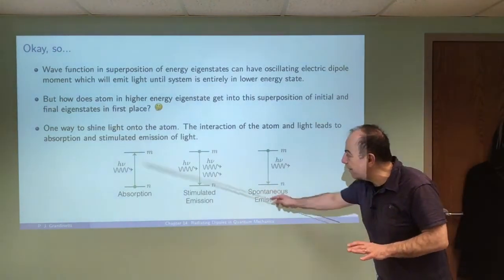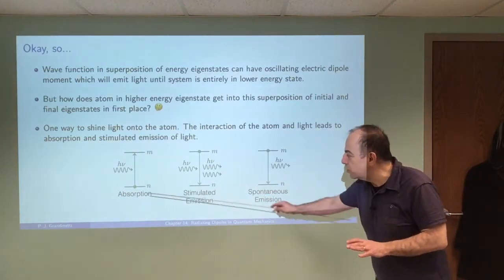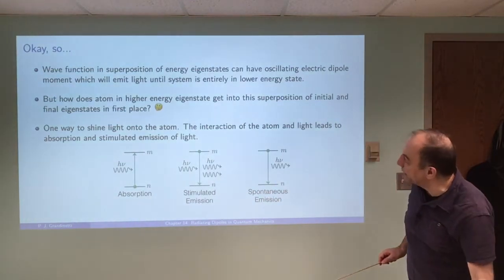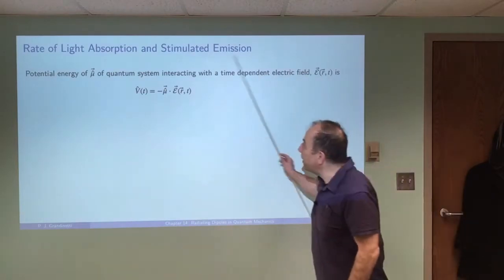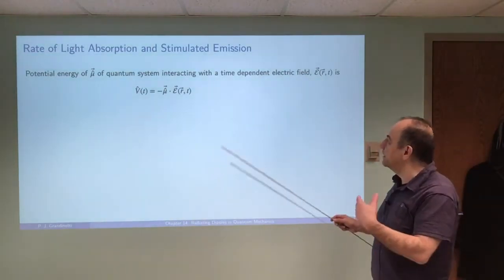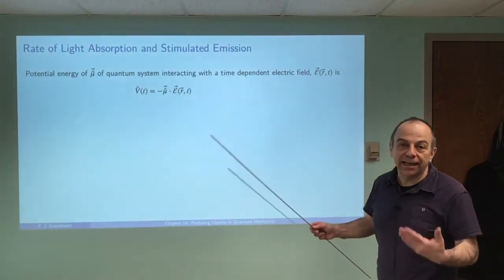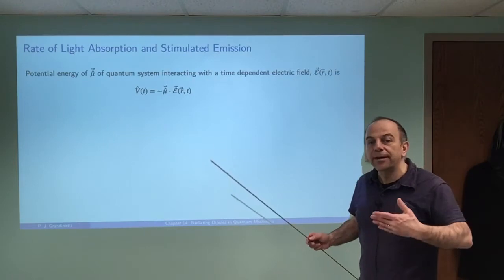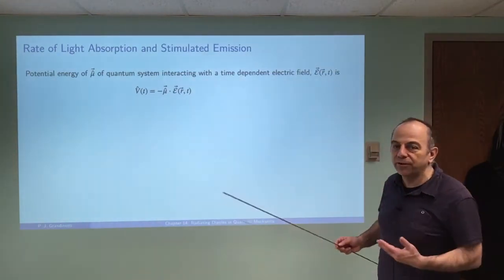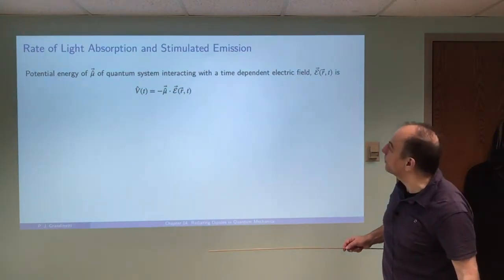What we're first going to talk about is how the interaction of an atom with light can lead to absorption and stimulated emission. So when we shine light on an atom or a molecule, we are subjecting it to some oscillating electric field. We're also subjecting it to an oscillating magnetic field, but the electric field interaction with the electric dipole moment is what we're primarily interested in here.